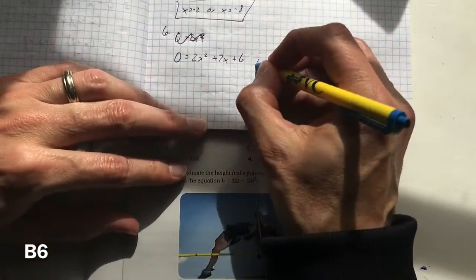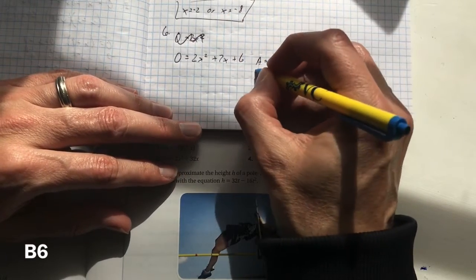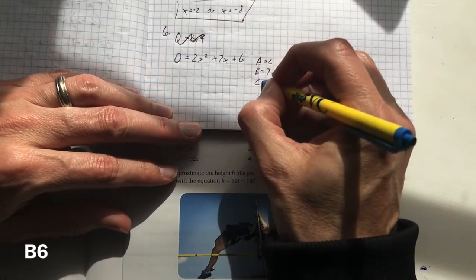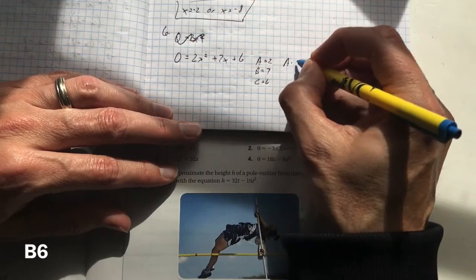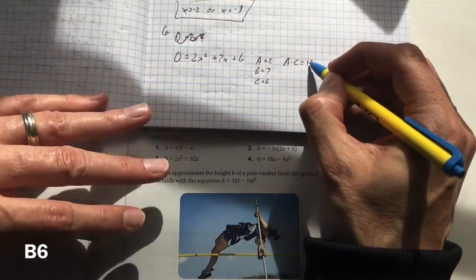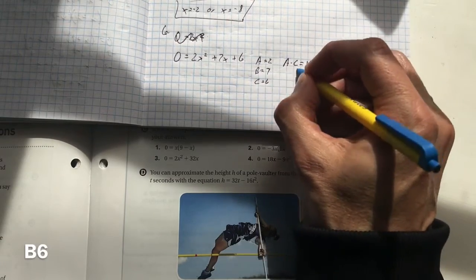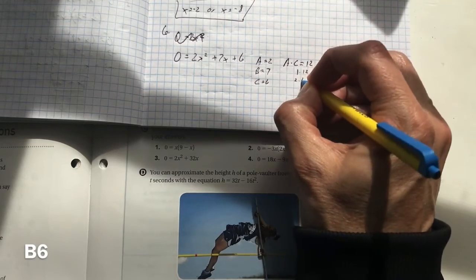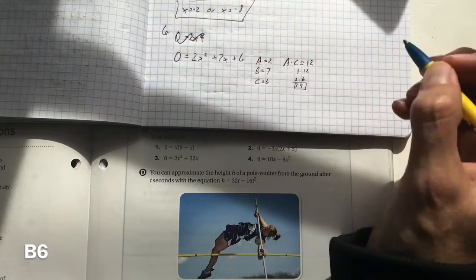So the value of a is equal to 2, b equals 7, c equals 6. Remember, we have to do a times c. That's going to equal 12. So factors of 12 that add up to 7. So my 1 times 12, 2 times 6, 3 times 4. Oh, look at that, 3 times 4.